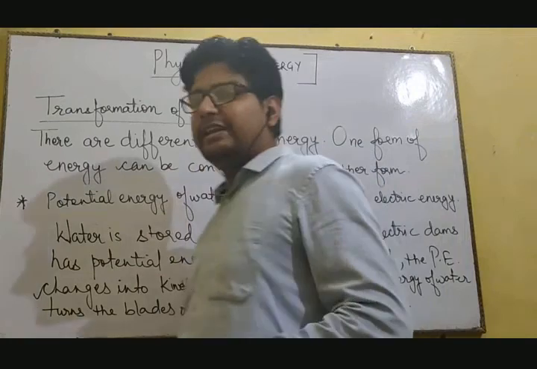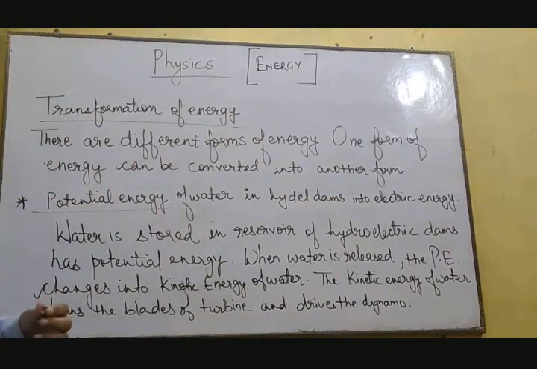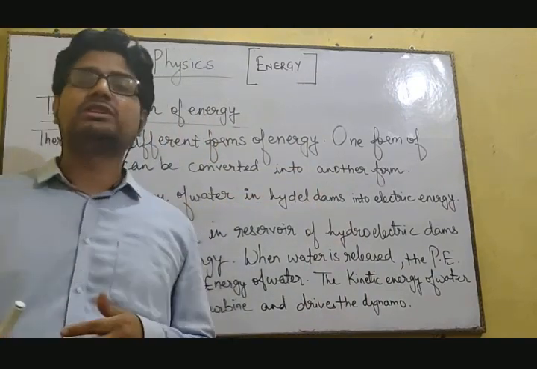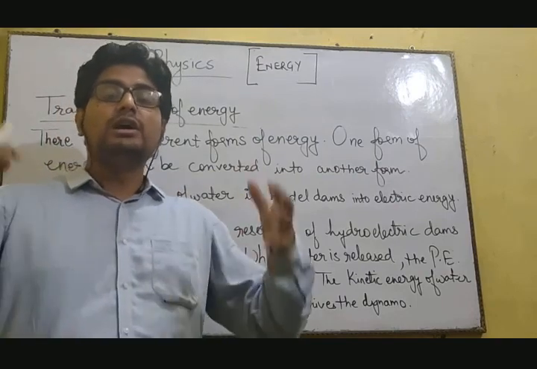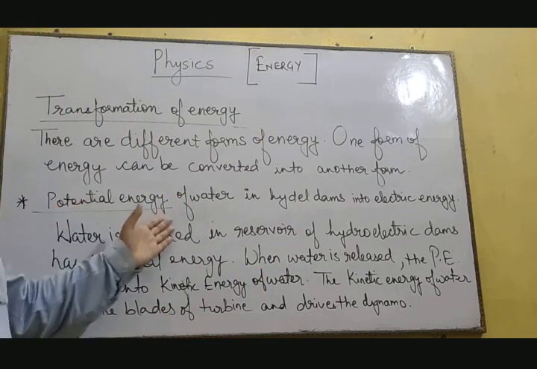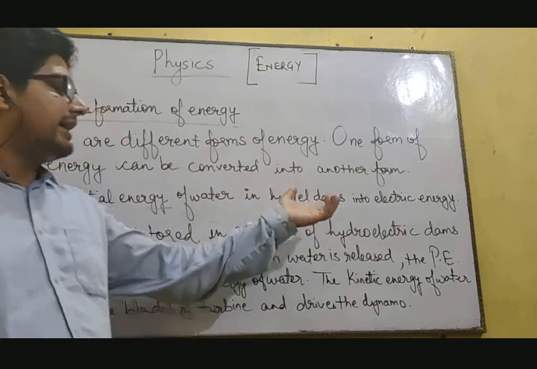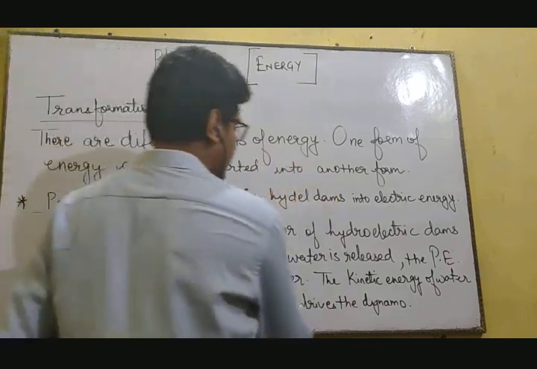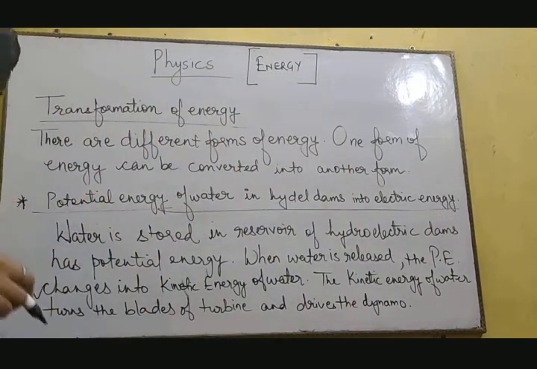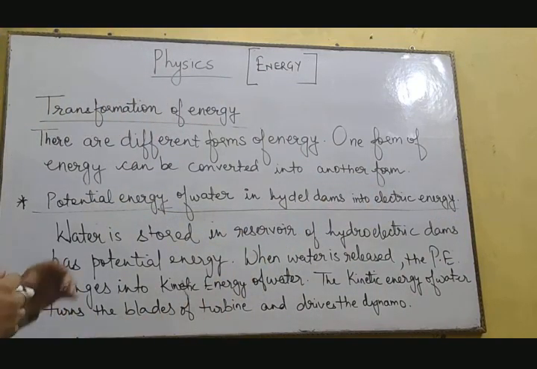So in transformation of energy, we will take one more example over here. Okay, we will take the example of hydro dams, hydroelectric power stations where dams are used. So basically dams hold a lot of water which is stored in them. So potential energy of water, in hydro dams, will get converted into electrical energy. So potential energy, that is one form of energy, has been converted into electrical energy, which is another form of energy.